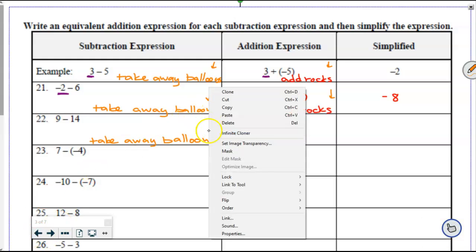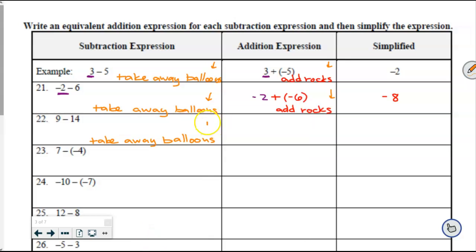Basket goes down. What else can I do to make the basket go down? Add rocks. So I need to change this problem to an add rocks problem. Remember, we're still starting at 9. But instead of taking away a whole bunch of balloons, I'm going to start at 9 and add negatives. So instead of taking away a positive 14, I'm going to add a negative 14.